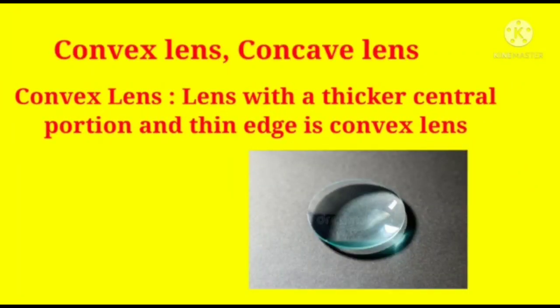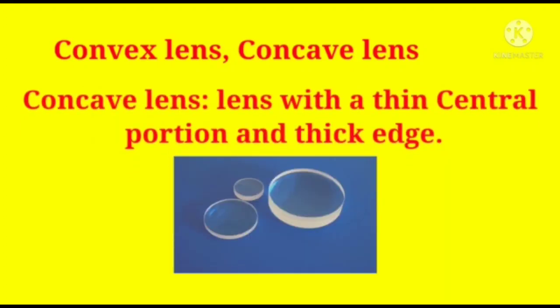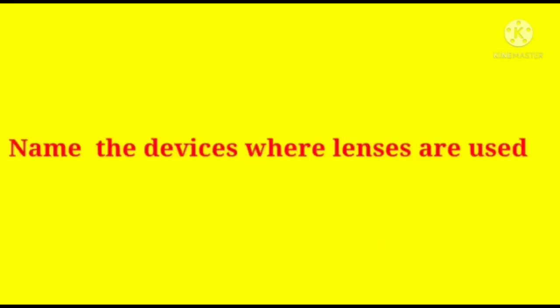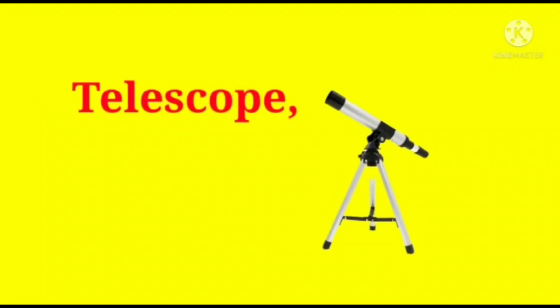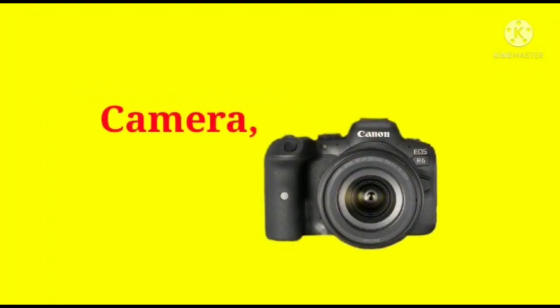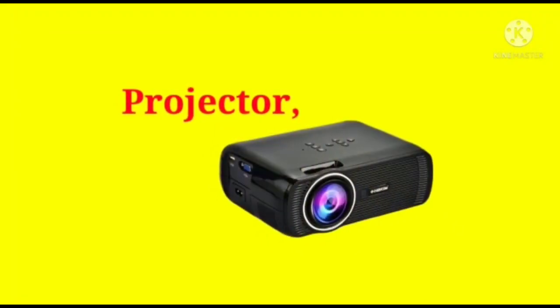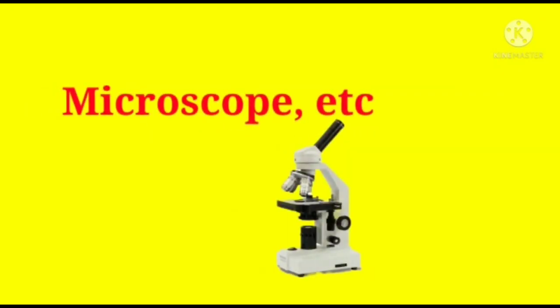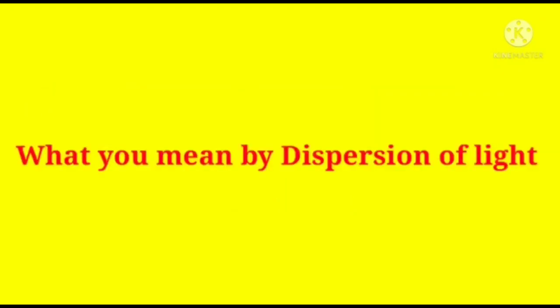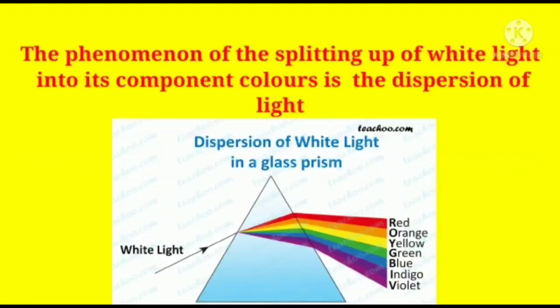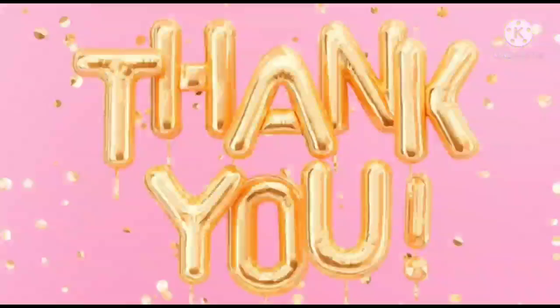Convex lens: lens with thicker central portion and thin edge is convex lens. Concave lens: lens with thin central portion and thick edge is concave lens. Name the devices where lenses are used. Telescope, camera, projector, microscope, etc. What do you mean by dispersion of light? The phenomenon of splitting up of white light into its component colors is dispersion of light.